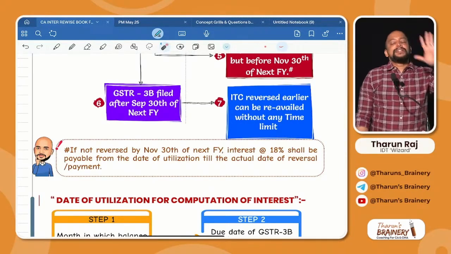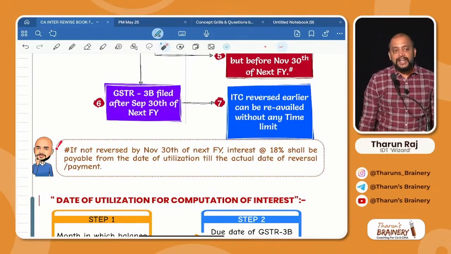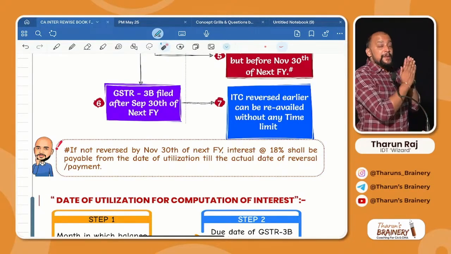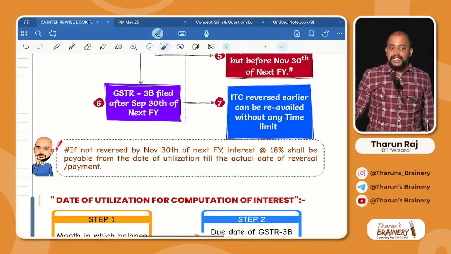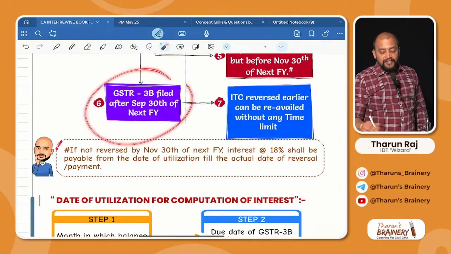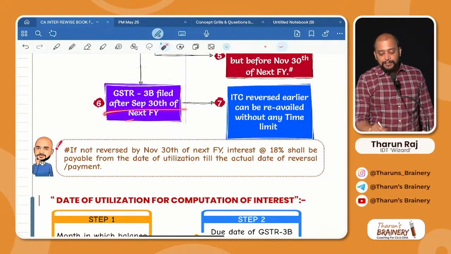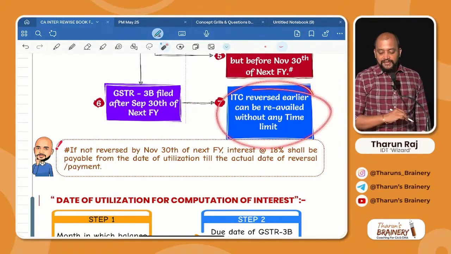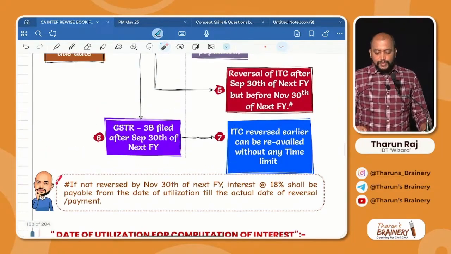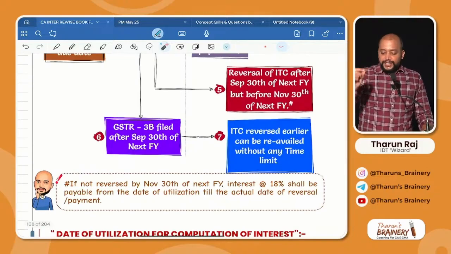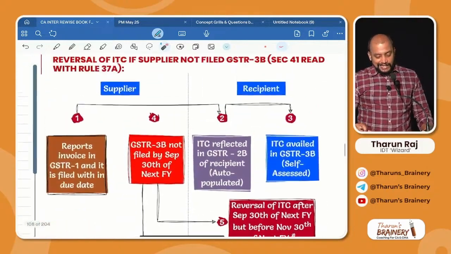30th November of the succeeding financial year or the date of filing the return, whichever is earlier. But this particular re-availment of ITC can be availed any time. As and when the supplier files the 3B after September 30th, we can re-avail this ITC. Understood or not? Now, there is one big question that we all will have here.